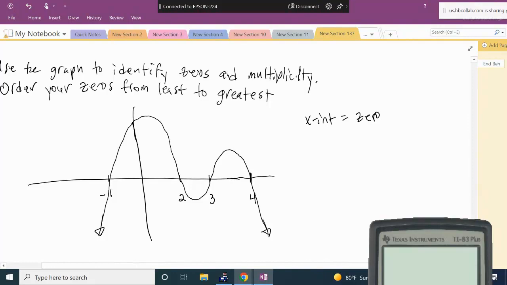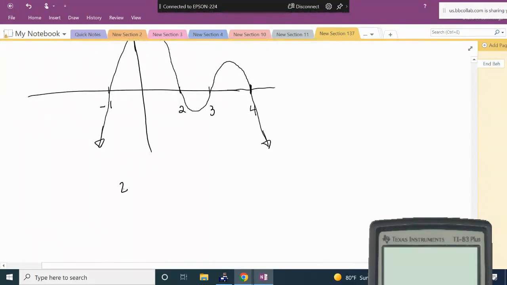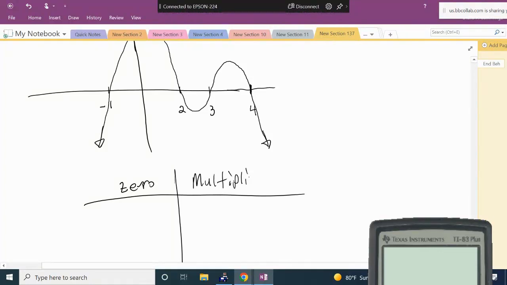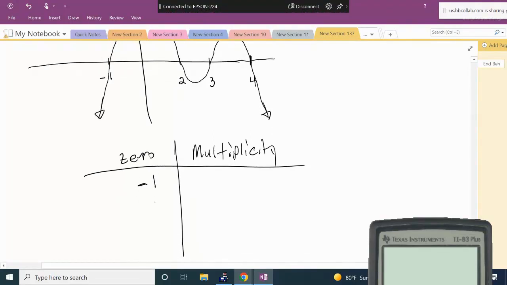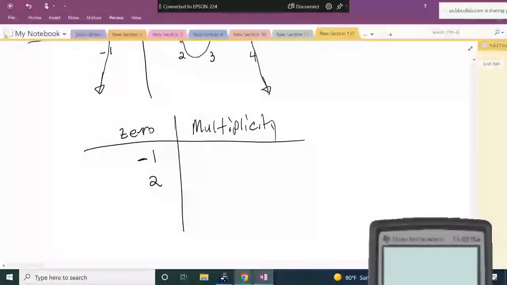So we have an X-intercept point here at -1. We have a 0 at 2. Right, +2 is where it hits the x-axis. We have a 0 at 3 and a 0 at 4.